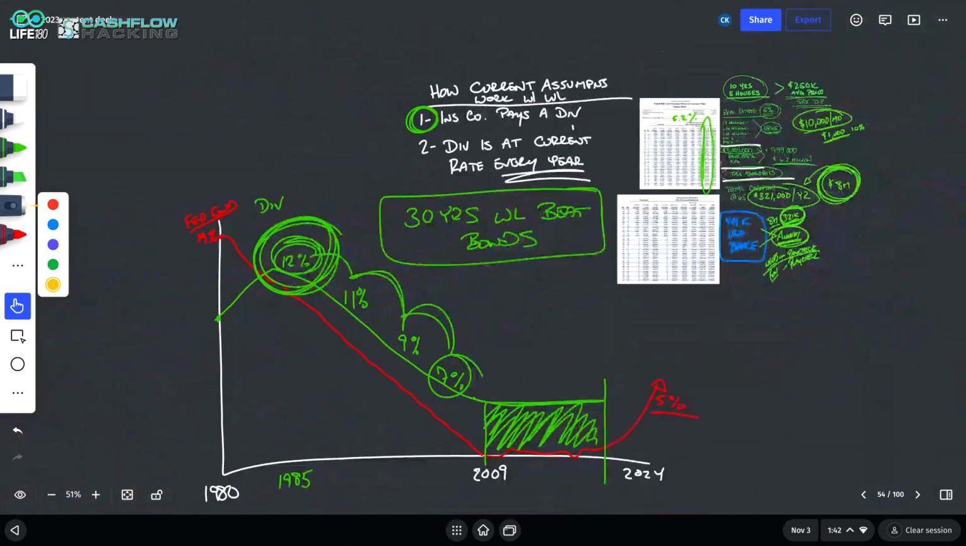But the bottom line here is when you look at this and you understand that whole life insurance is going to beat bonds over 30 years, you're going to keep the liquidity, you're going to pick up a death benefit, you're going to do all these different things. It's not the vehicle that you're going to create wealth with.